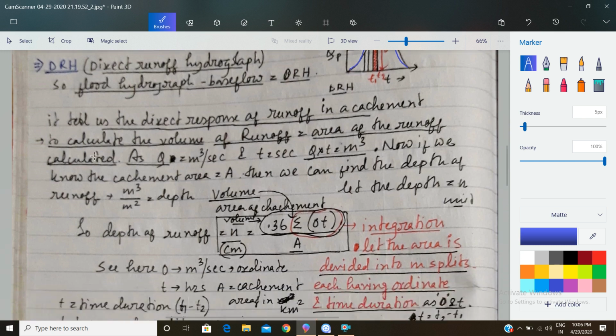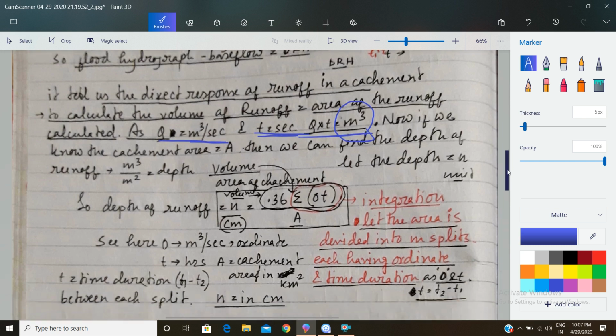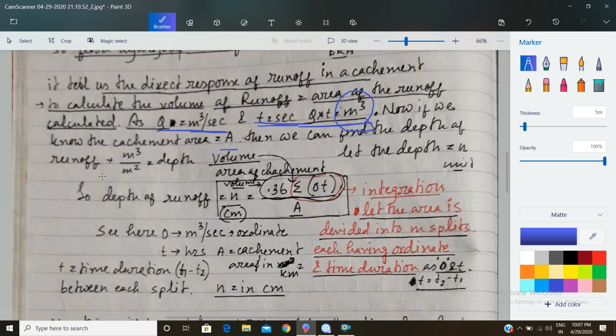Suppose, the direct response of runoff in a catchment. To calculate the volume of runoff, area of the runoff is required, as Q in meter cube per second and T in second. So Q into T is equal to meter cube, the unit of volume. Q is discharge versus time. The discharge versus time graph is the hydrograph. If we calculate the area of the hydrograph here, we get the volume of the runoff. Now if we know the catchment area, say A in kilometer square or meter square, we can find the depth of the runoff as meter cube divided by meter square, equal to the depth of runoff.